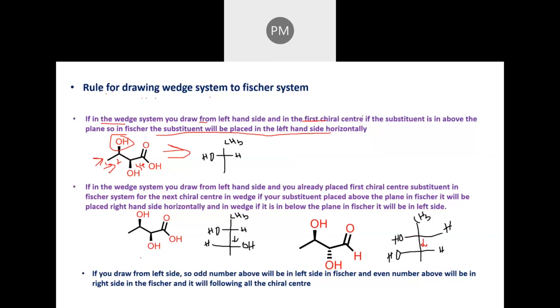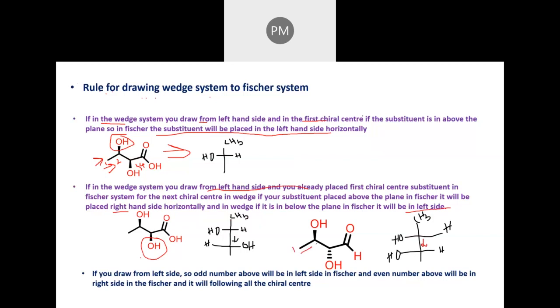Similarly, once we have placed the first chiral center substituent in the Fischer system, for the next chiral center, what will be the position in Fischer if a substituent is present? If it is above the plane, the position in Fischer will be on the right hand side, and if it is below the plane, then in Fischer it will be on the left hand side.